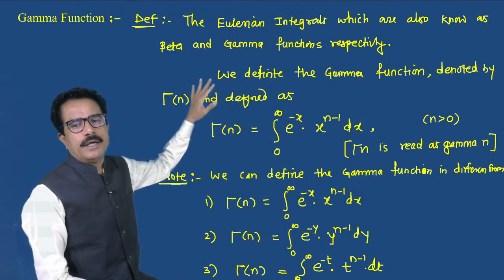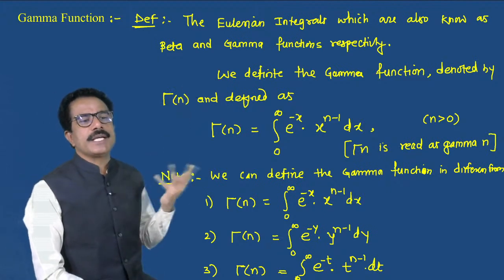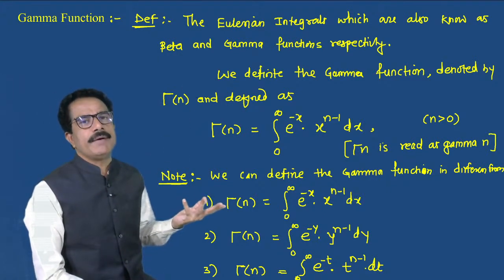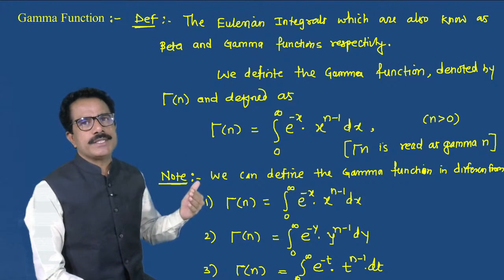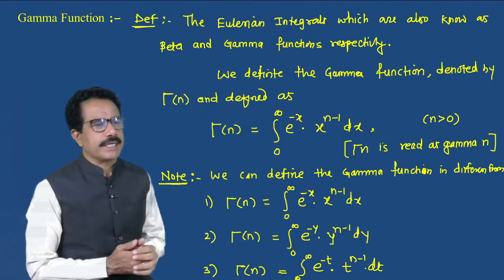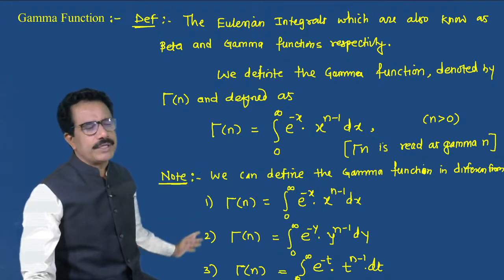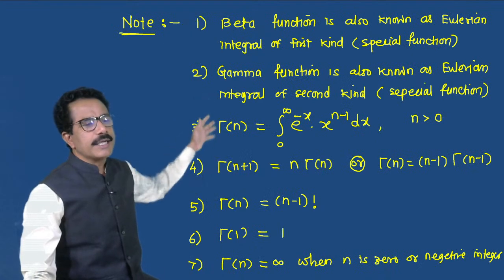According to the Eulerian integrals, the Eulerian special integral of the first kind is known as the beta function, and the Eulerian second kind integral is known as the gamma function. So this is the definition of the gamma function, and we have discussed some properties of the gamma function.